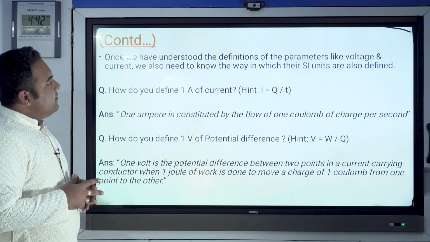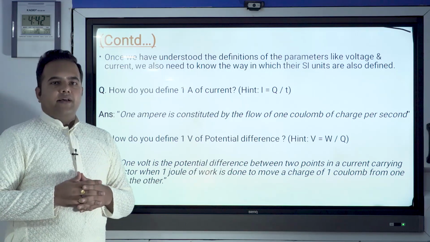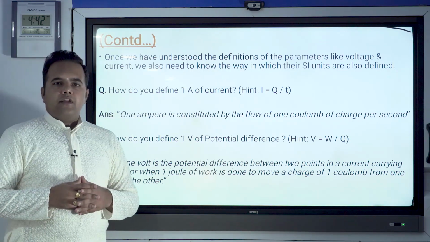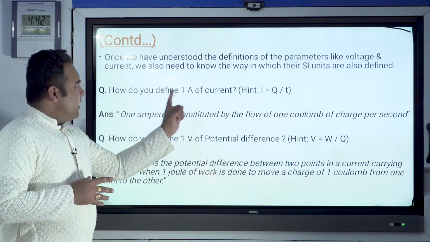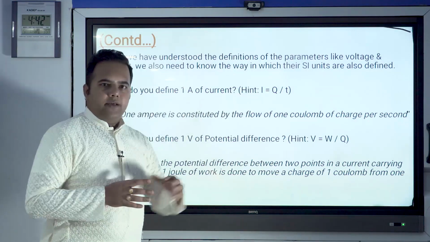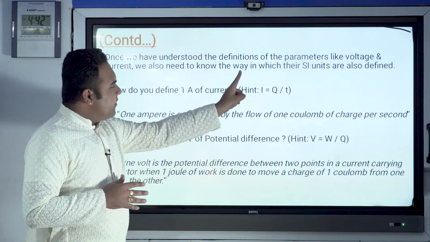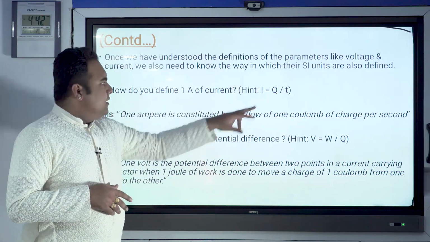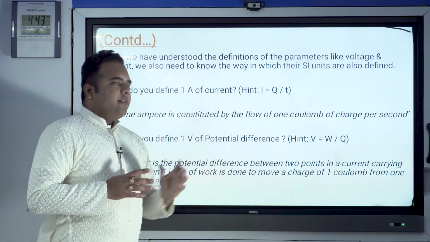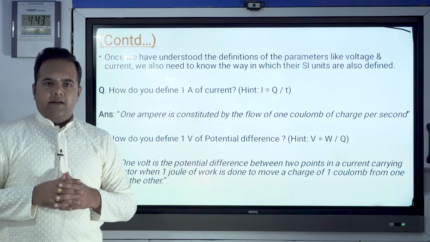Now further continuing, once we understood the definitions of parameters like voltage and current, we also need to know the way in which their SI units are defined. For example, how do you define 1 ampere of current? How do we define this? So the formula for current I is Q by T. The SI unit of current is ampere, the SI unit of charge Q is coulomb, and the SI unit of time is second.